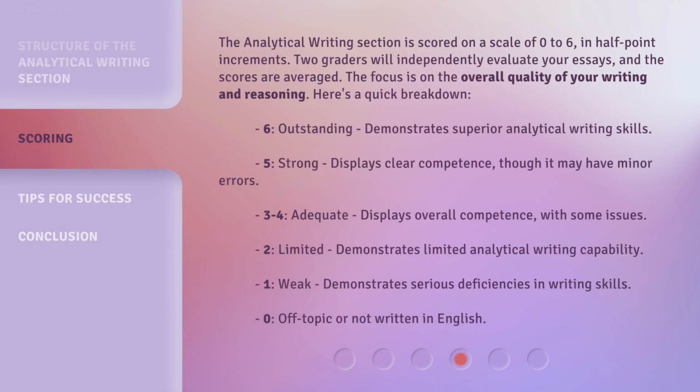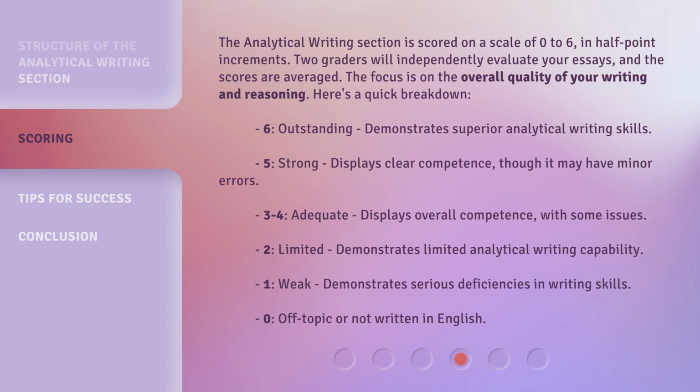The analytical writing section is scored on a scale of 0 to 6, in half-point increments. 2 graders will independently evaluate your essays, and the scores are averaged. The focus is on the overall quality of your writing and reasoning.